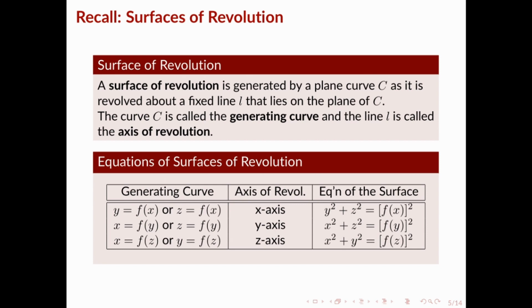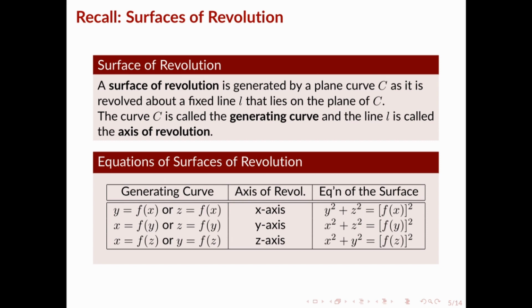If our generating curve is in terms of x, so you can write it like y equals f of x or z equals f of x, our surface of revolution will end up being y squared plus z squared equals f of x squared. If our generating curve is in terms of y, like x equals f of y or z equals f of y, then our surface of revolution will end up being x squared plus z squared equals f of y squared. If our generating curve is in terms of z, like x equals f of z or y equals f of z, our surface of revolution will end up being x squared plus y squared equals f of z squared.